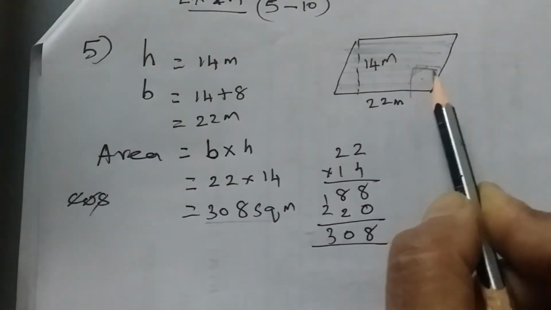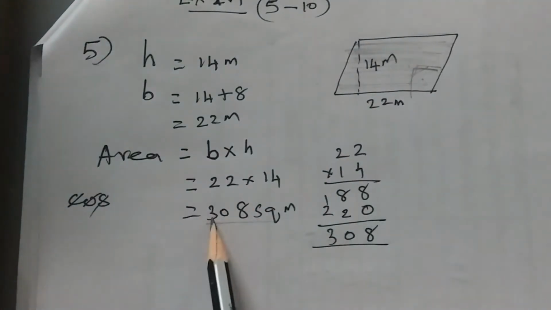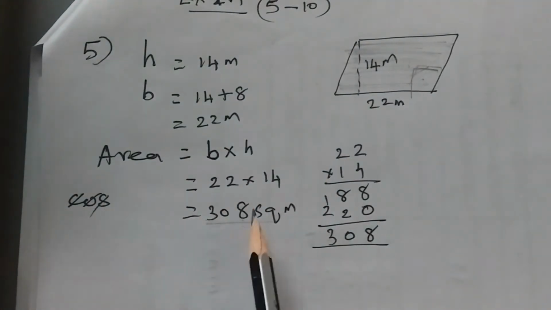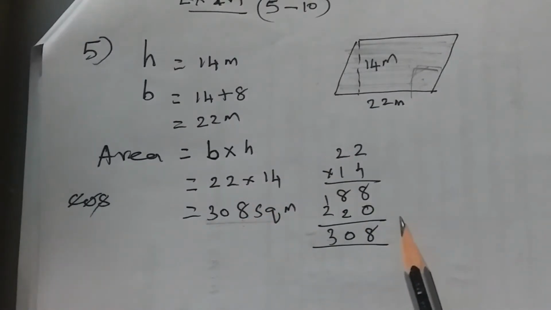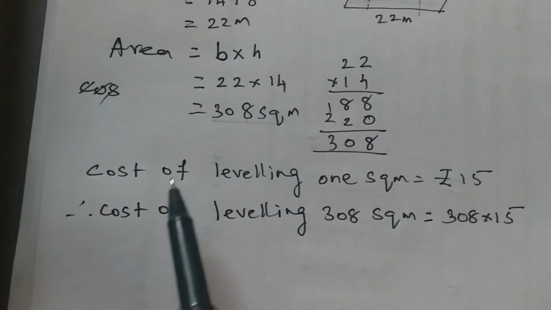We know for 1 square meter, we have to find for 308 square meters. So it is 1 to many. Therefore, what kind of problem is it? Yes, multiplication. So what is given in the question?